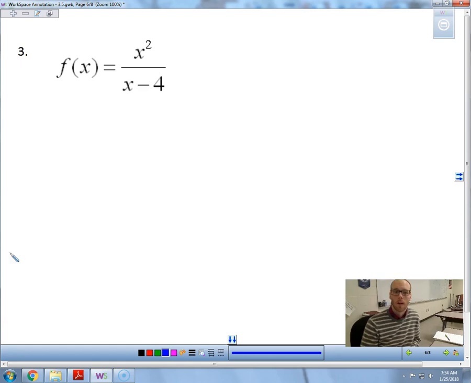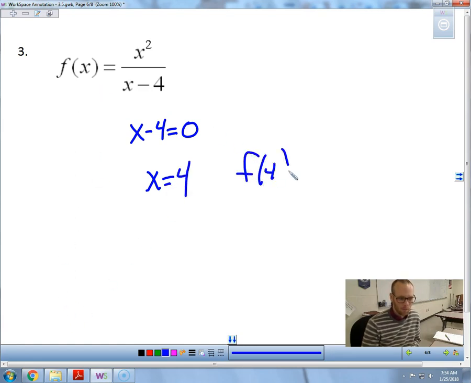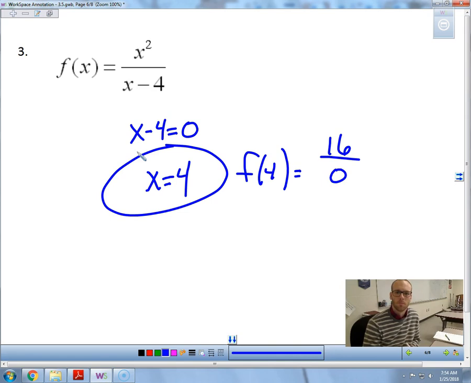x squared over x minus 4. Where's that denominator equal to 0? At 4. Let's check it. That would be 16 over 0. This is a vertical asymptote.